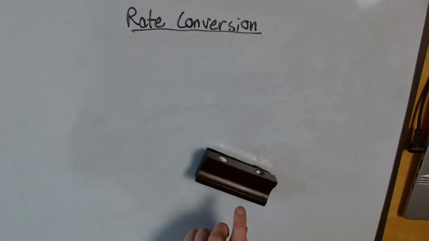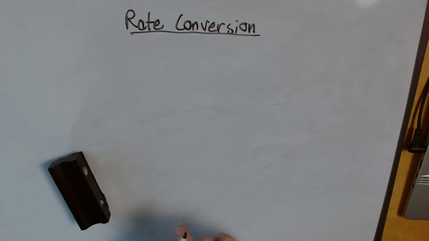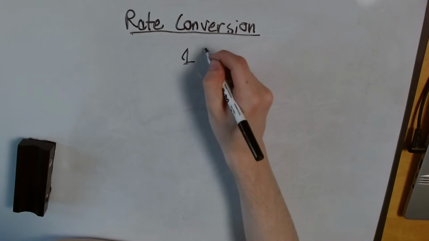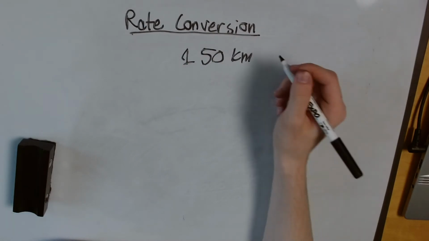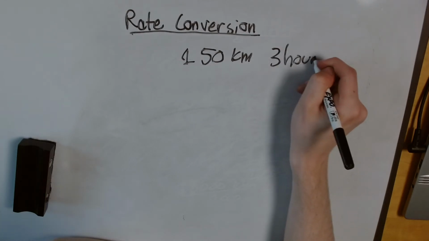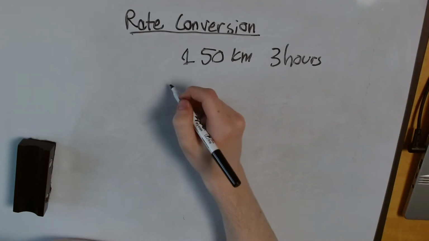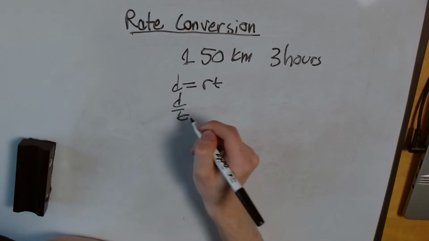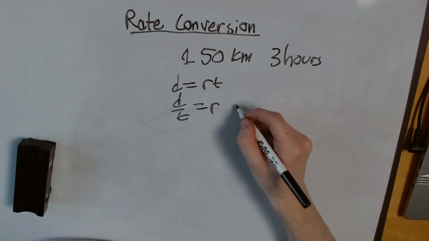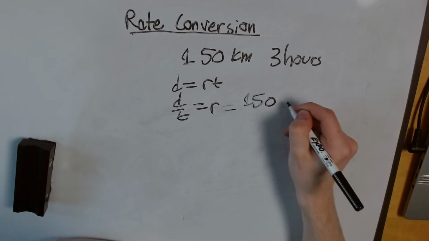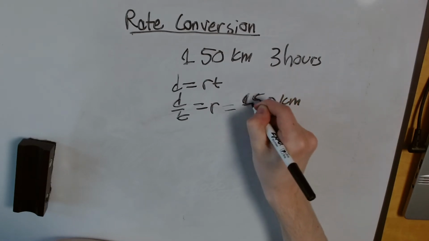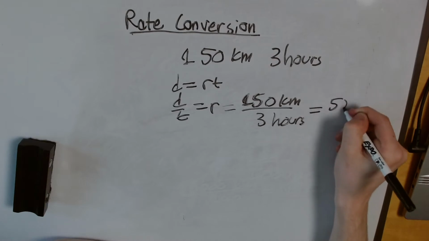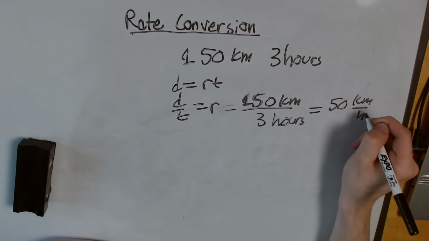So let's keep going with this, and let's try to do more of this. Say I'm driving in a car again, and I've traveled 150 kilometers, a very long trip, in 3 hours. And I want to know my average rate. Well, I know distance equals rate times time, so my rate is going to be distance over time, which is going to be 150 kilometers divided by 3 hours, or 50 kilometers an hour.